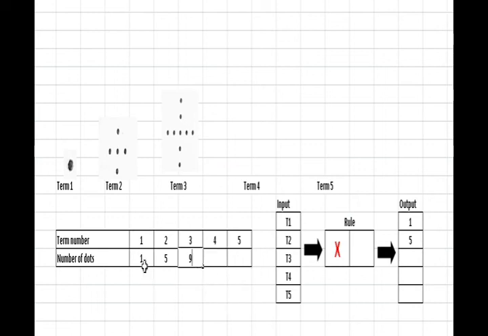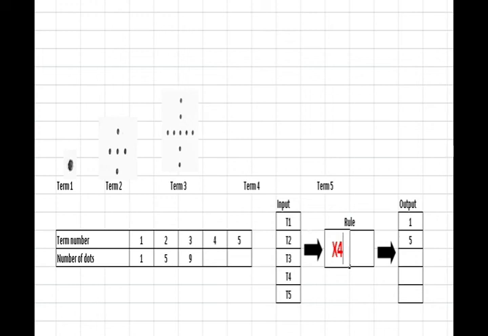Now, as I said, if you are adding 4 repeatedly, you should know your 4 times table. So the first part of your rule is to multiply your term number by 4. Now, if we have term number 1, 1 times 4, you should get the answer of 4. However, in term 1, I only have 1 dot and not 4 dots. So I need to do something else to this rule in order to end up with 1 dot. I need to extend this rule.